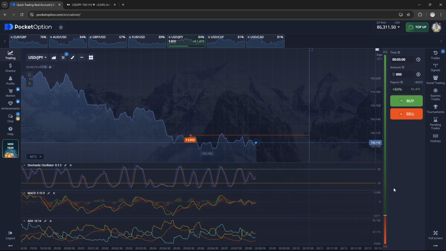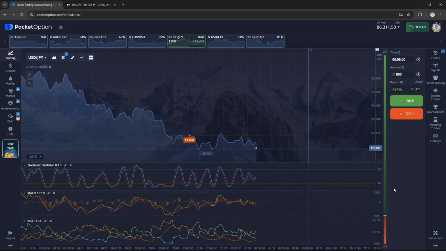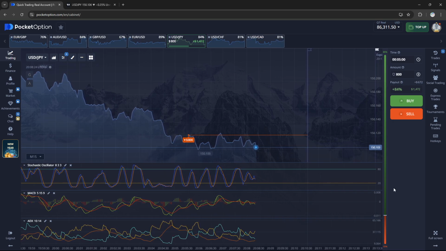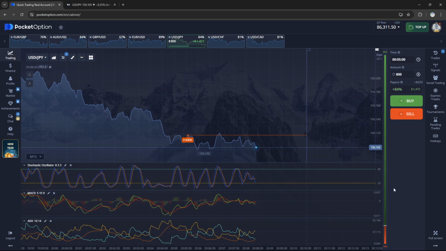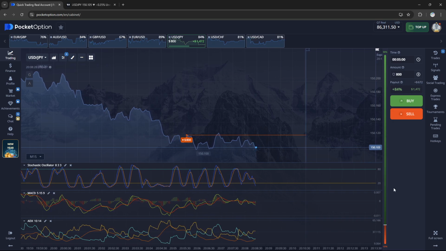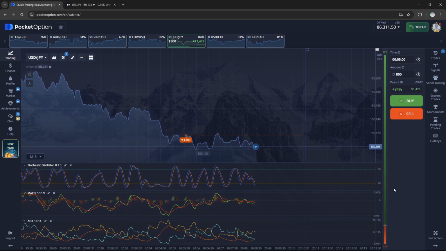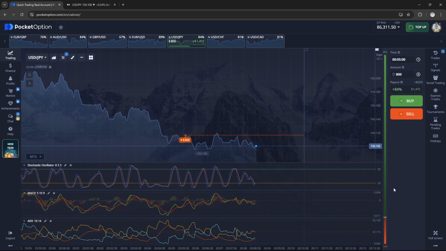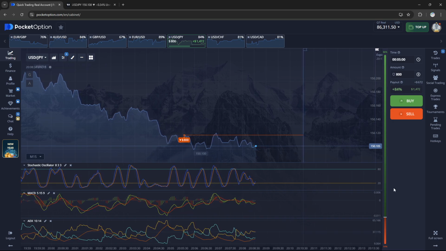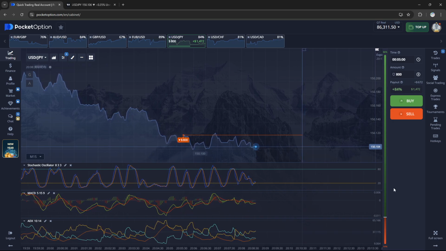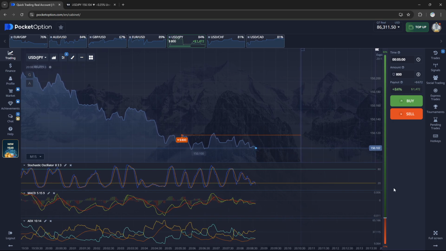One of the biggest strengths of the stochastic is spotting divergences. If the price makes a new high, but the stochastic makes a lower high, it's a red flag that momentum might be fading. Same goes for bullish divergences. A lower low in price, but a higher low in the stochastic, tells me buyers are stepping in. But here's the catch, divergences often form early, so you need to wait for confirmation before acting.